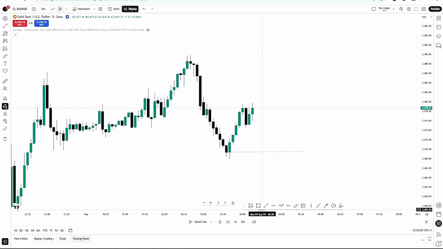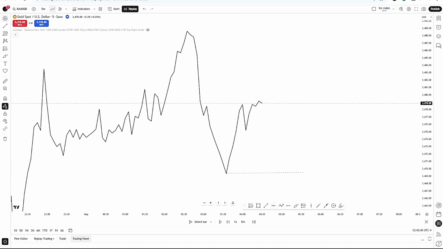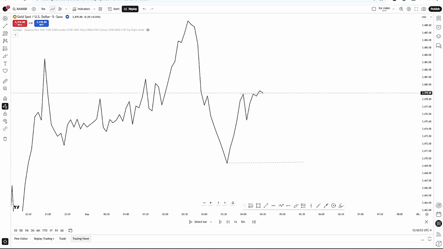So let's see what will happen. Okay, clearly we have a break. Using the line chart, you can see price has closed above this line. See that? Price has closed above this line. So this low is now confirmed as our main point of interest.